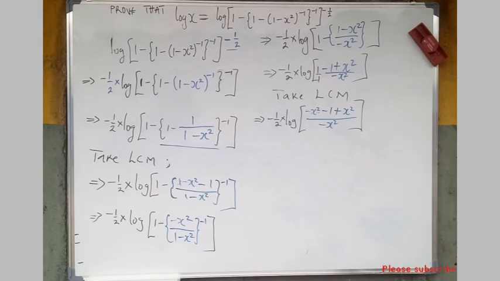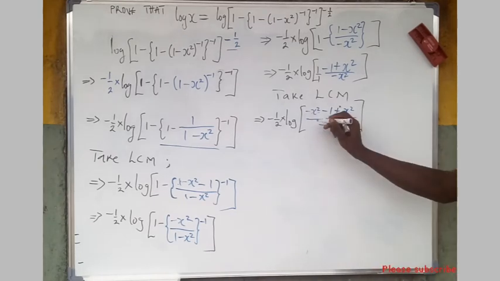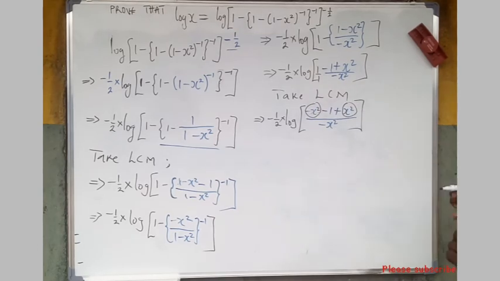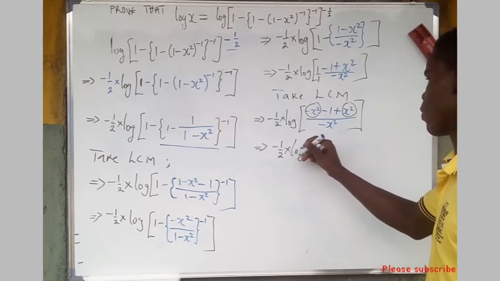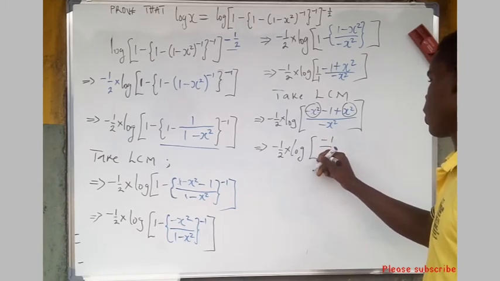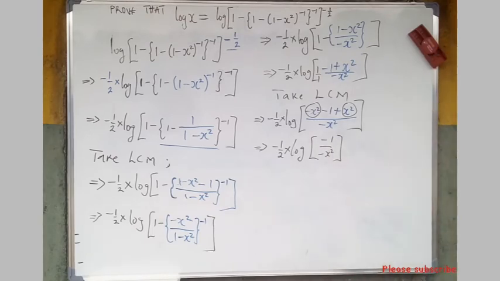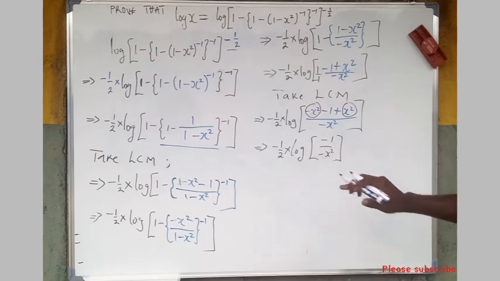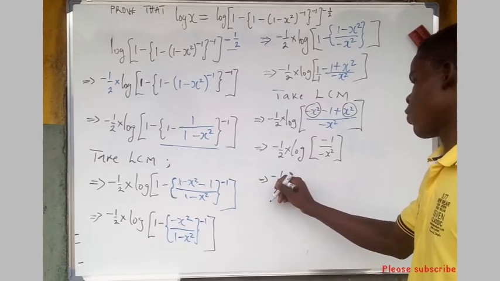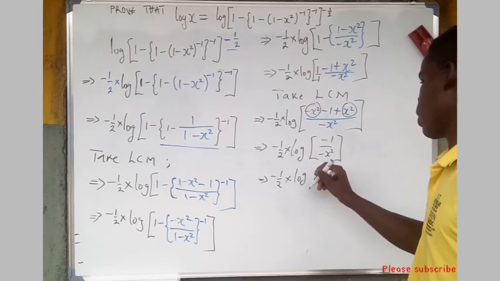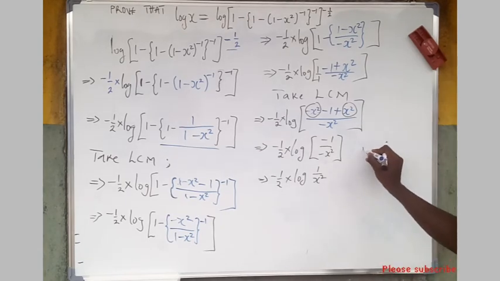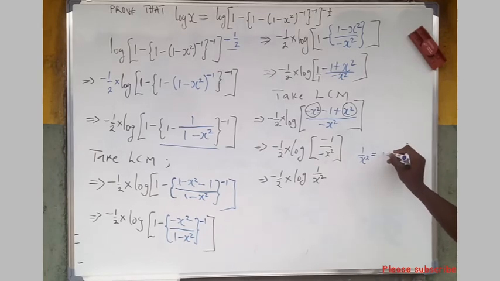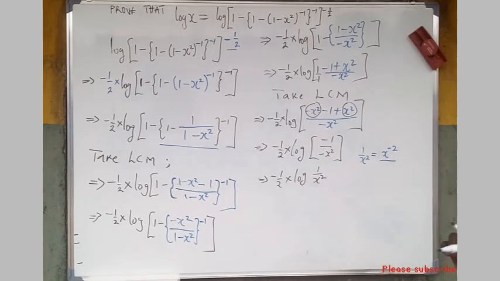Alright, that begins to make sense. Now looking at this, negative x squared and positive x squared evaluate to 0. So this implies negative 1 over 2 times log of negative 1 over negative x squared. We are getting there. Now look at this. This simply means negative 1 over 2 times log of 1 over x squared. Do you know that 1 over x squared is equivalent to x raised to the power of negative 2? Yes, it's true.